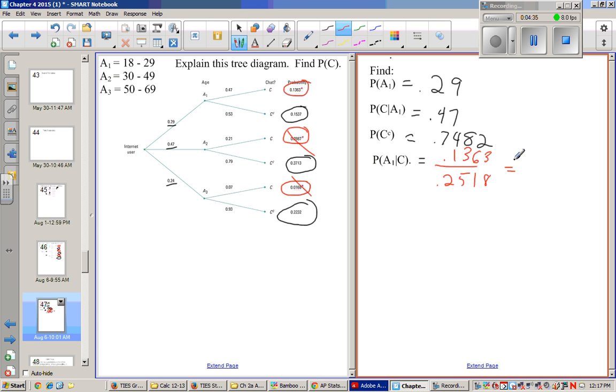Now if I take 0.1363 and divide it, now I can find that this is 0.54-ish. So about 54%. So given the fact that they chat, about 54% of the people in the study that chat are in the first demographic.